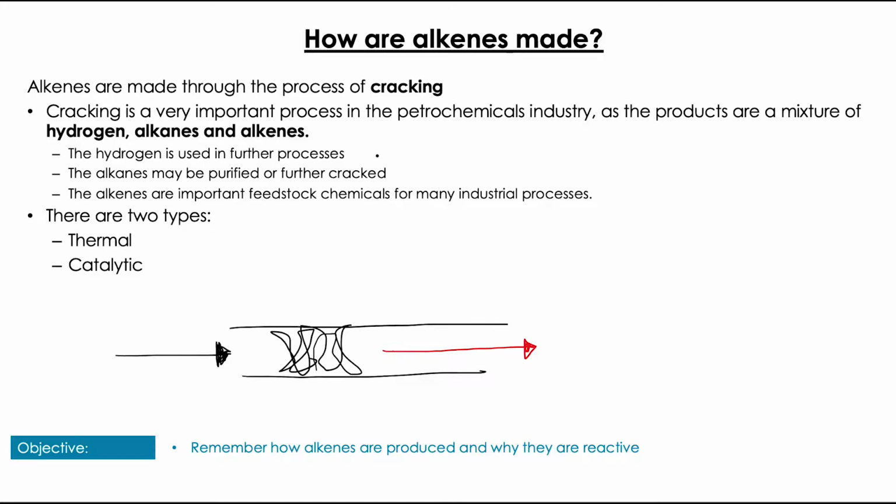Firstly, we want to quickly cover how alkenes are made. The way they are made is by a process called cracking. In this process, we heat alkanes up and pass them over a catalyst that enables them to be broken down into 3 products: hydrogen, smaller alkanes, and alkenes. And both of these processes use heat.